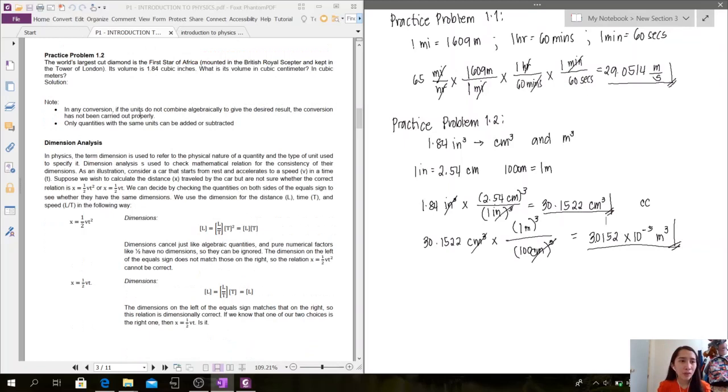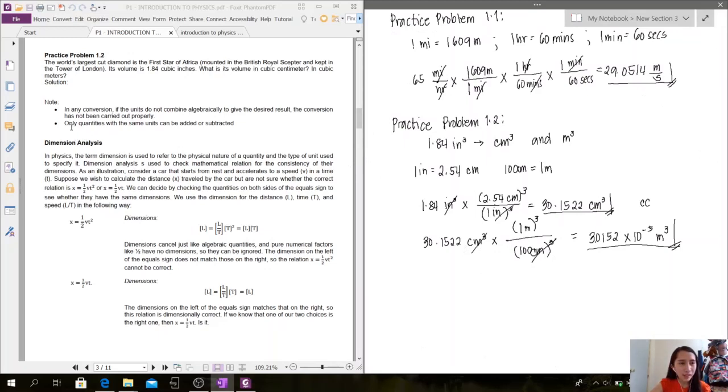So, we have two notes here. In any conversion, if the units do not combine algebraically to give the desired result, the conversion has not been carried out properly. So, we can check here. Since nag-work naman yung pag-cancel natin ng units, it means tama yung ating answer.